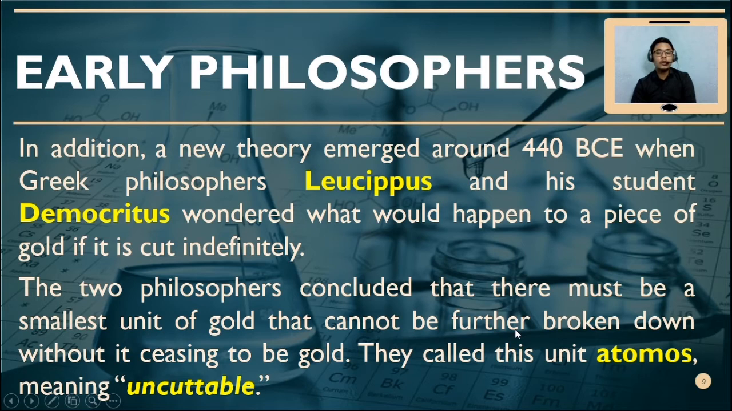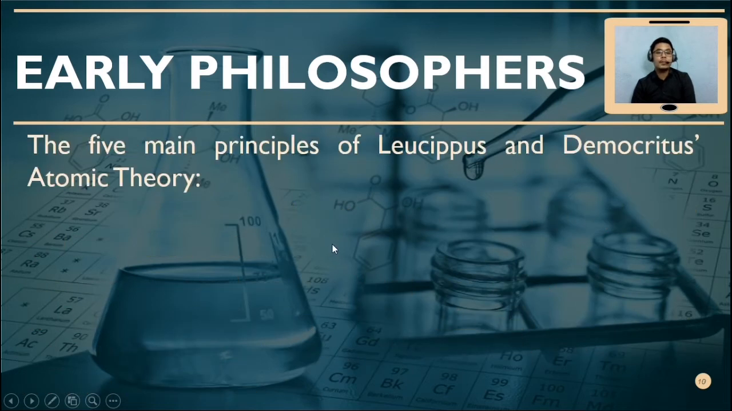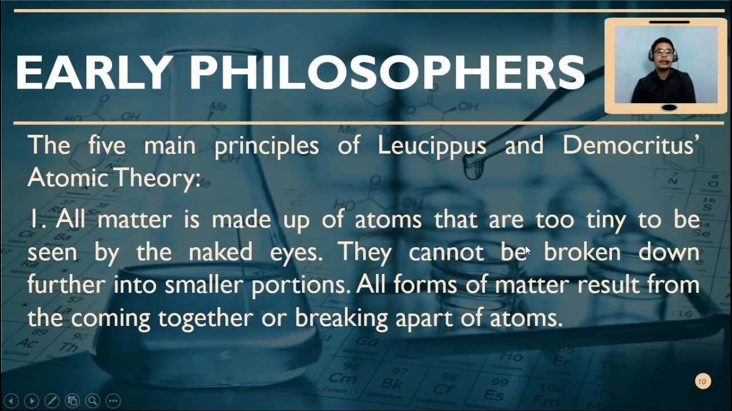After that conclusion, they came up with the five principles of their atomic theory, which are here. First, all matter is made up of atoms that are too tiny to be seen by the naked eyes.